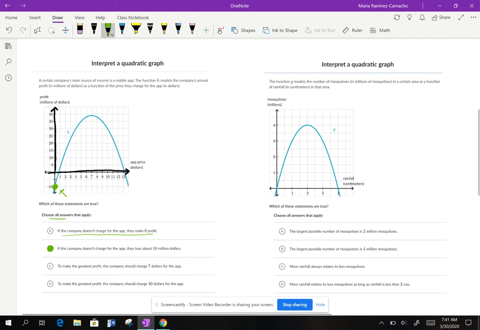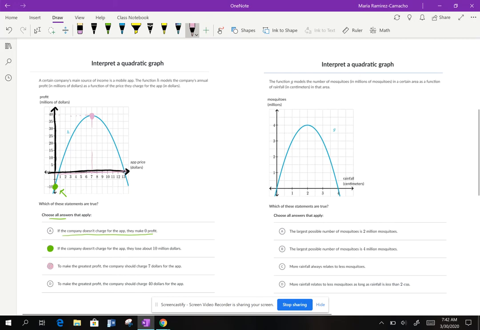To make the greatest profit, the company should charge $7 for the app. Let's see where $7 gets us. So for the app price on this axis, okay, I'm going to go to $7. Let's go to the point on the parabola where we have 7 as an x value. Okay, so all the way up here. If you remember, that part of the parabola is called a vertex. So that would give you the highest profit, about $40 million. So that statement would also be true.